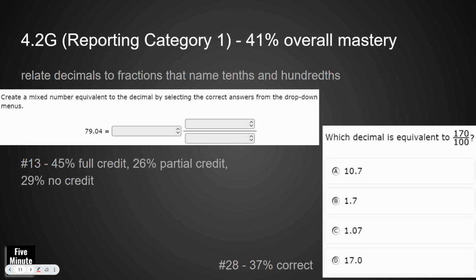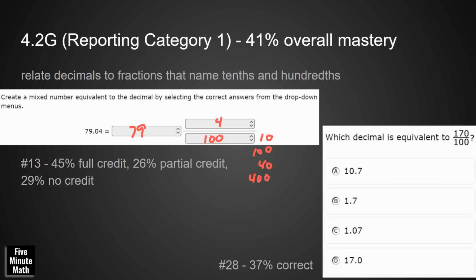All right, 4.2G, we are at 41% overall mastery relating decimals to fractions, okay? So we had 45% full credit, right? So we needed the whole number here, 79, and then we needed the 4. And then I think the difficult thing here was getting that inline choice down there. The options here were 10, 100, I believe it was 440, and 400 were the choices, I believe.